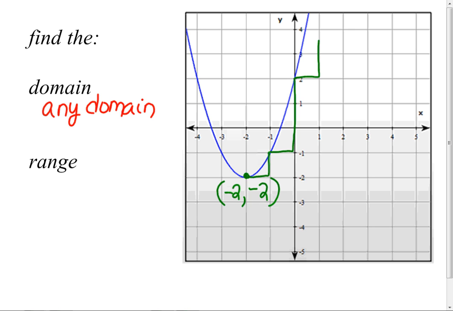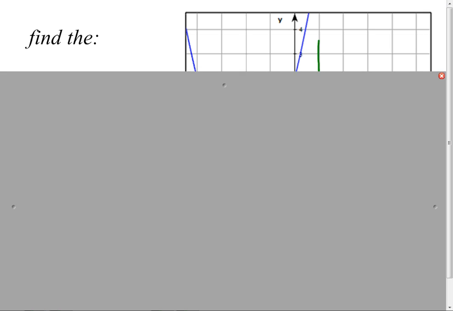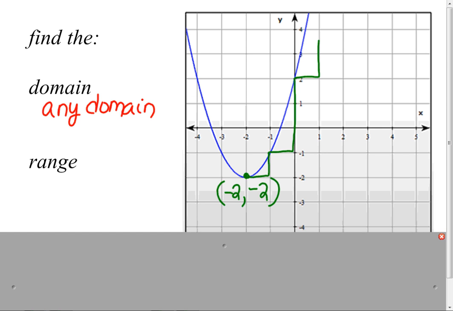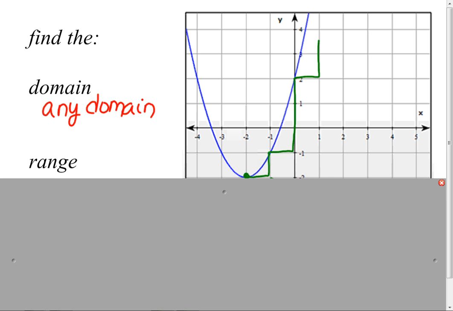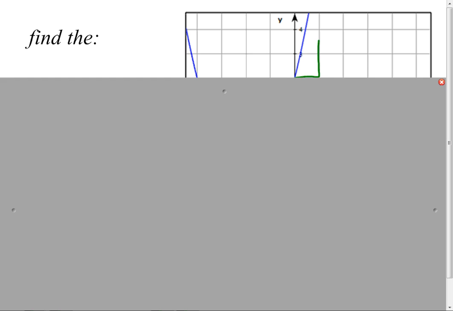The range is a little trickier. Let me try doing it this way. Let me try it with my shade. Okay, you can't get -4. You're not going to get -3 on your y's. What's the smallest y value you can get? -2. Just the y's. There it is. -2, and it goes all the way up.